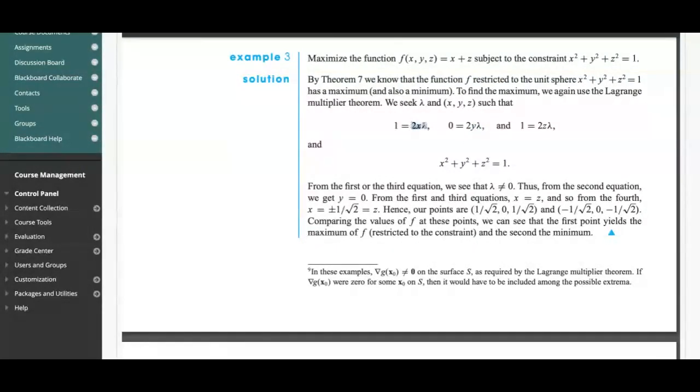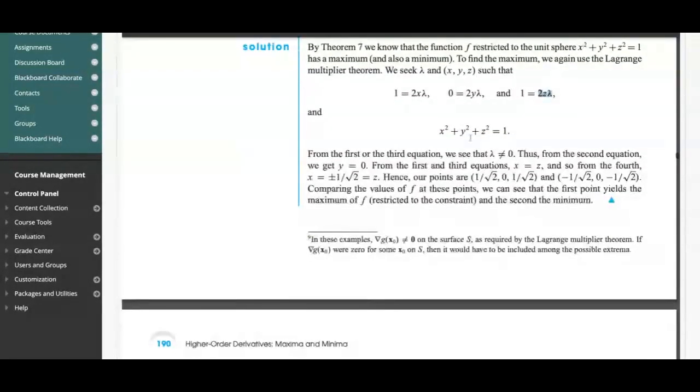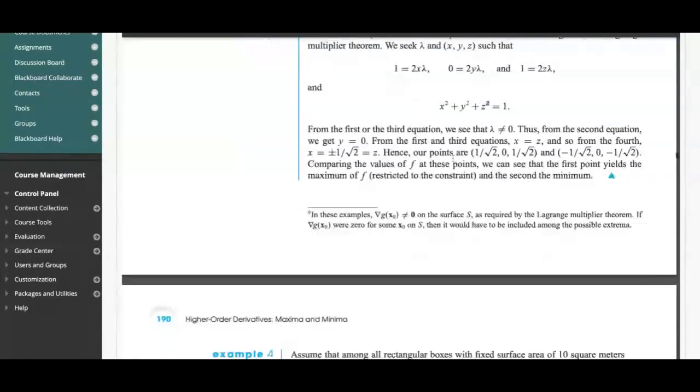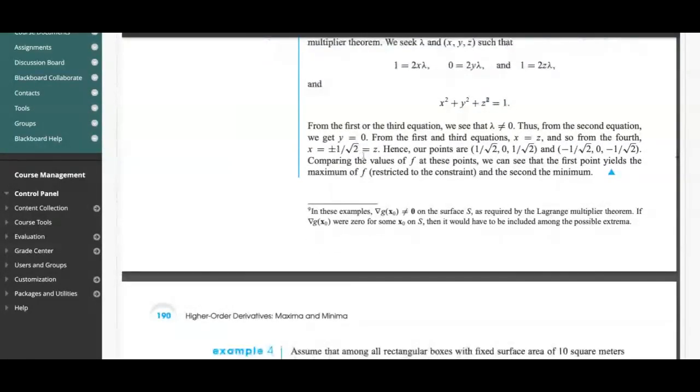Now here we have 2x lambda equals 1, 2z lambda equals 1. So 2x lambda equals 2z lambda. That forces x to be equal to z. Right? Then we substitute into this. Y equals 0, z equals x. So I have 2x squared equals 1. That means x squared equals half. Well, with square root, x equals positive, negative, square root of half. Or just 1 over square root 2.